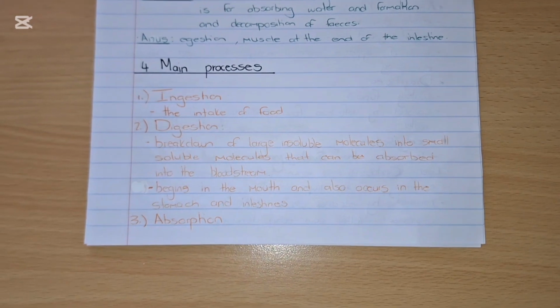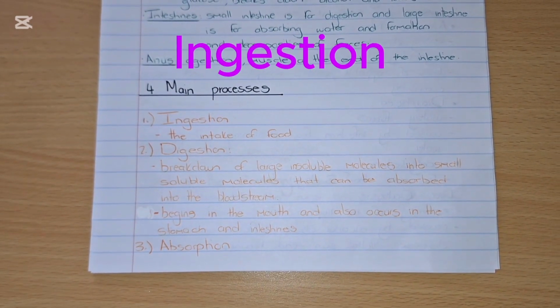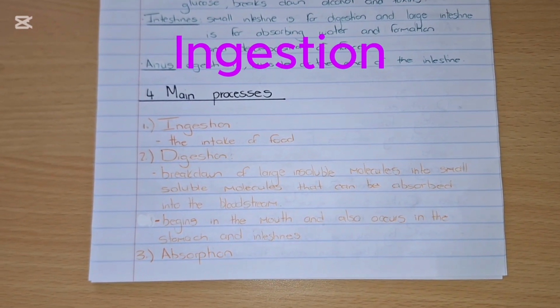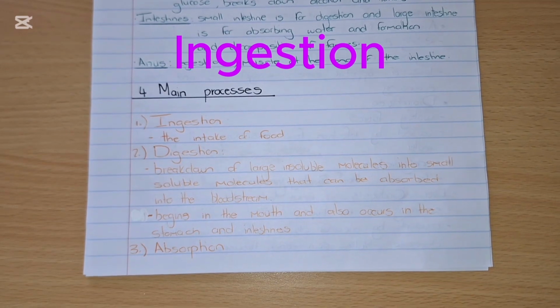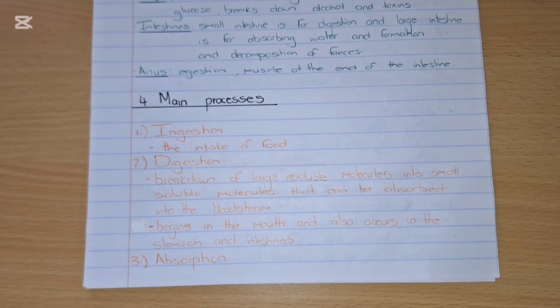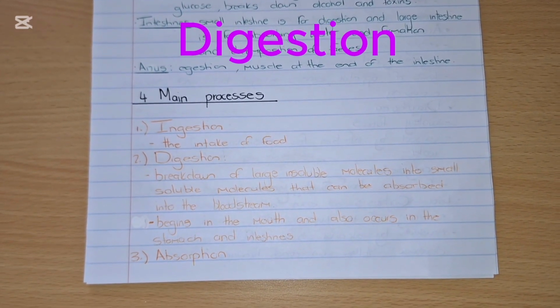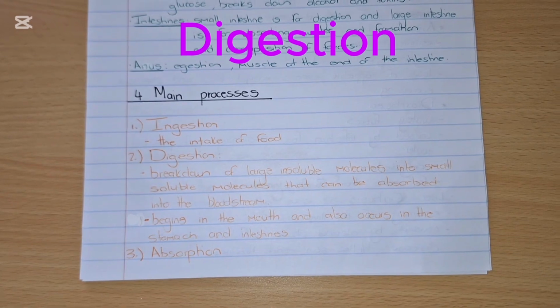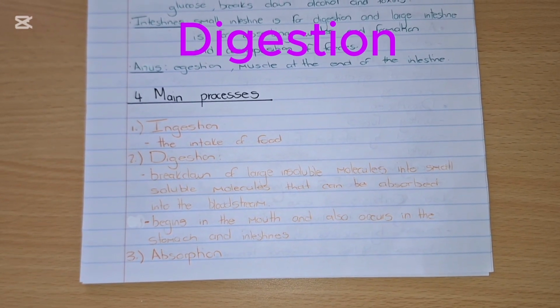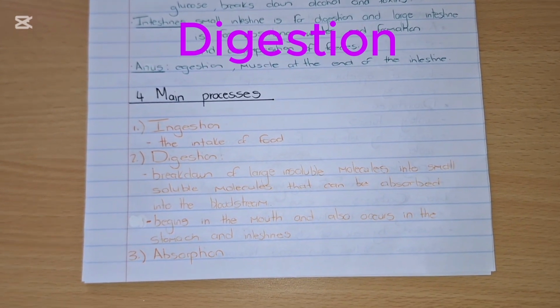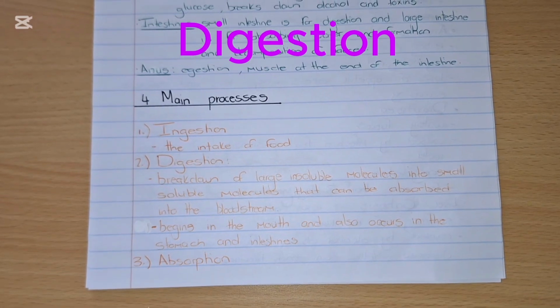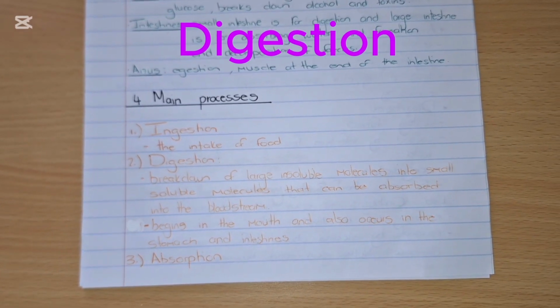Cool. So now we're going to be looking at the 4 main processes of the digestive system that you need to know in grade 9. So the first being ingestion, which is the intake of food. You're putting food into your body. How? Through your mouth. Then we have digestion, where we're going to get to that later in detail, where it's the breakdown of large insoluble molecules into small soluble molecules that can be absorbed into the bloodstream.